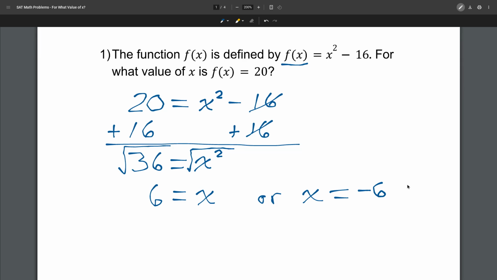Okay, let's take a look at some more of these, and if you're practicing for the SAT, please pause the video, try it yourself, and then watch my solution.